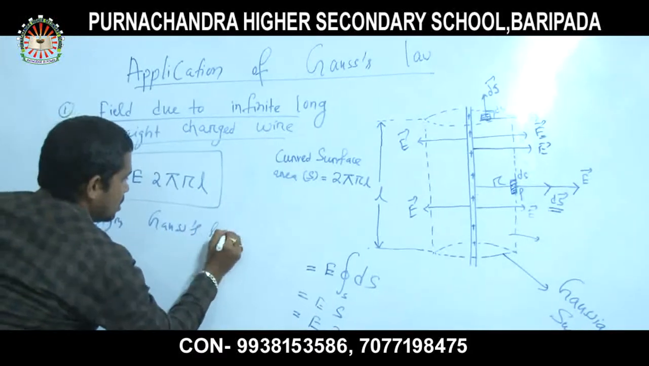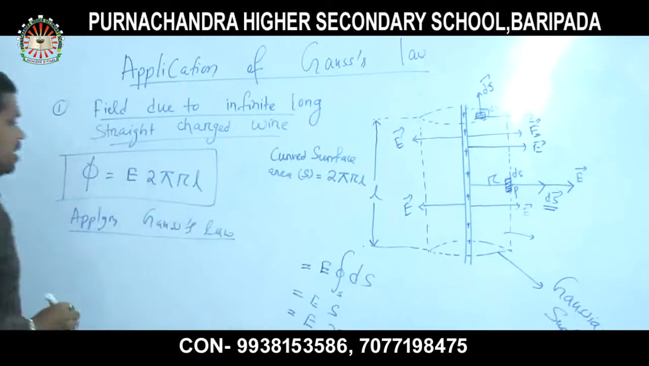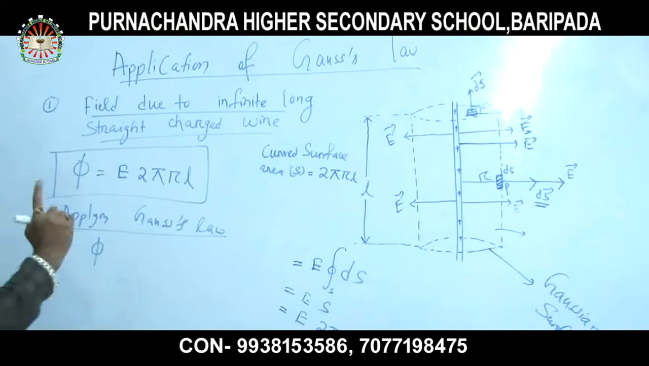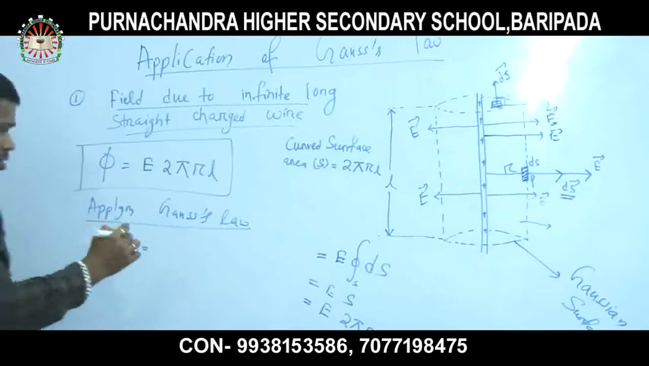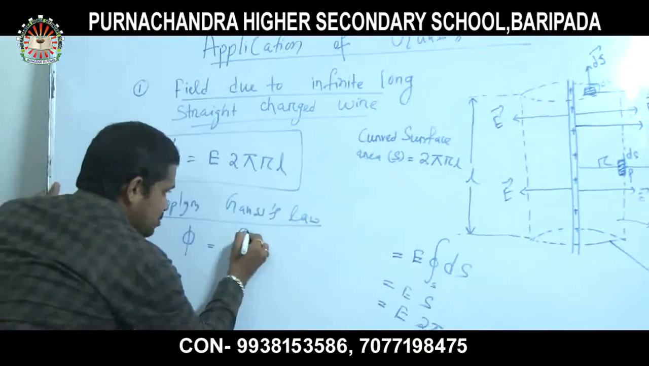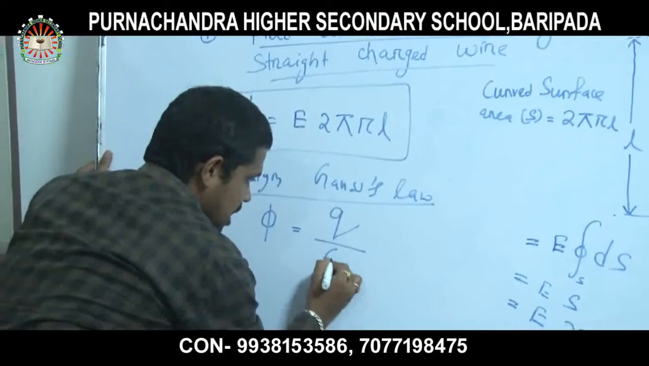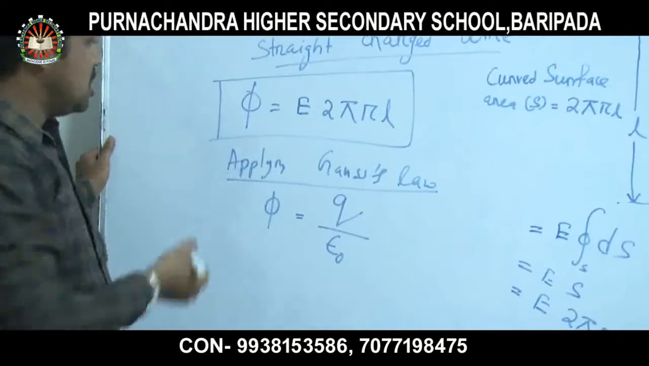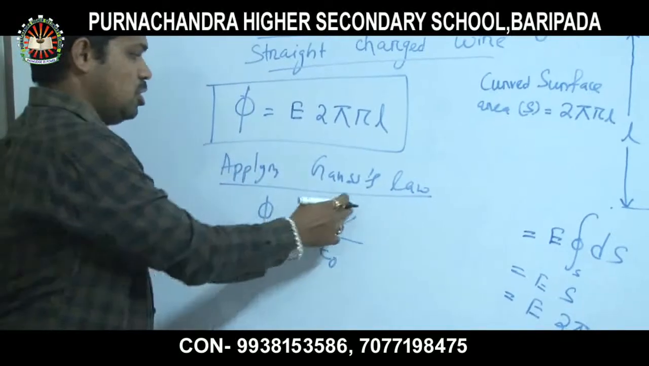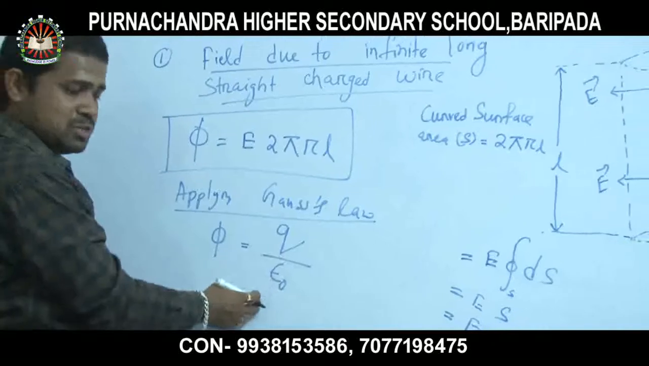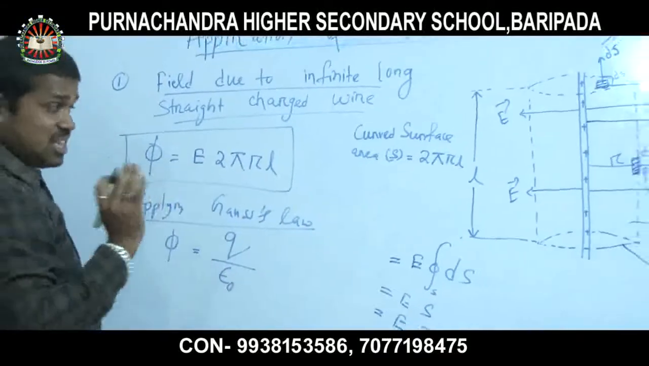Applying Gauss law. From the Gauss law you know that the flux is equal to 1 by epsilon 0 times the total charge enclosed by that surface. This is the expression from the Gauss law: phi is equal to q by epsilon 0. In the previous video we discussed that phi is equal to q by epsilon 0, where q means the total charge enclosed.